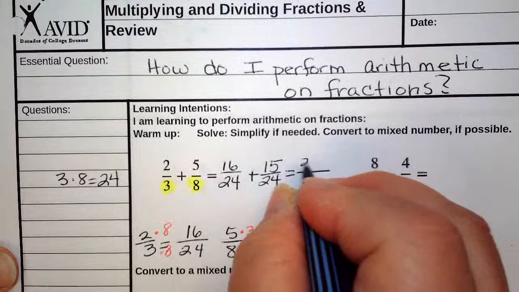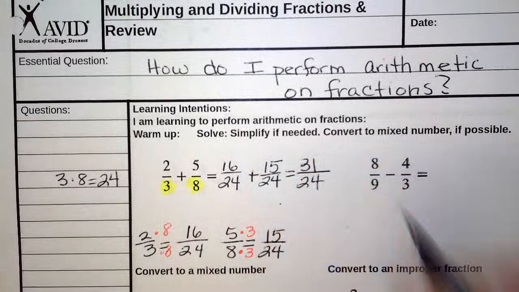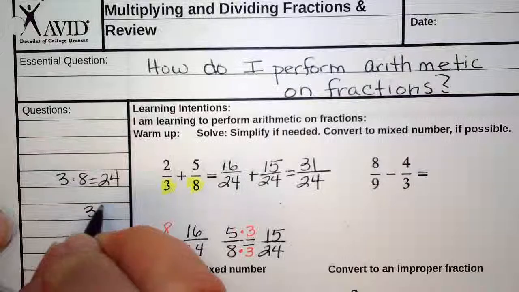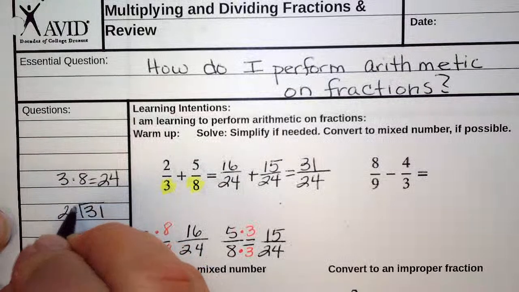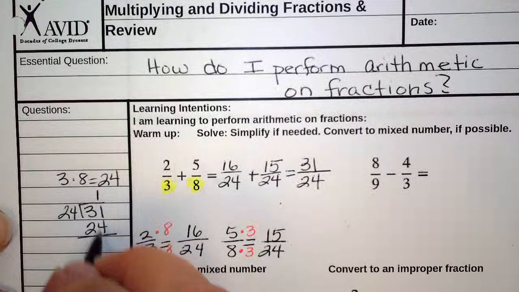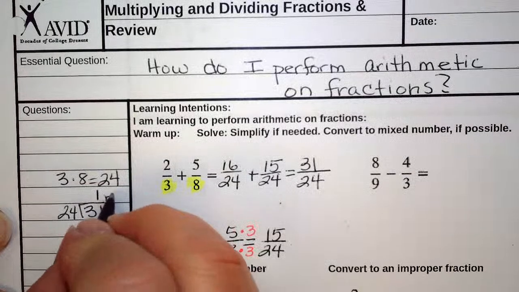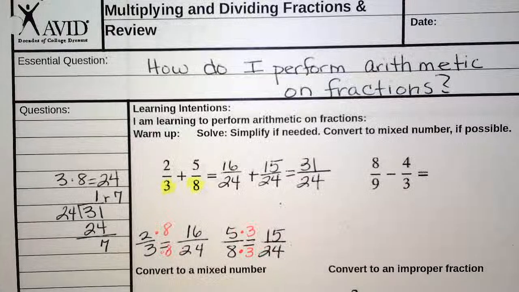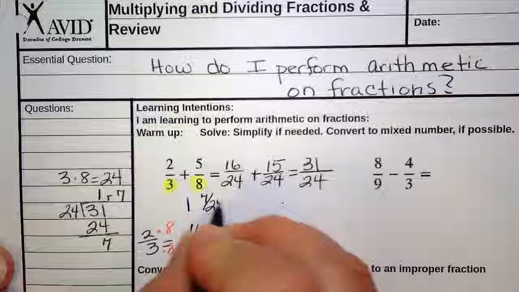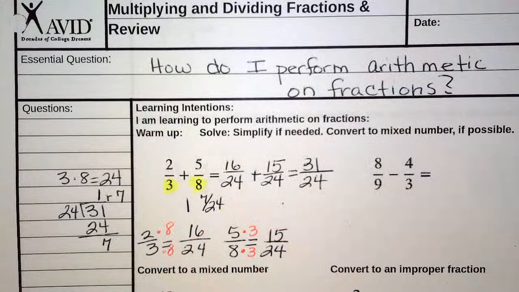16 plus 15 is 31 over 24. Now, 31 is a prime number, so I cannot simplify. Can I convert it into a mixed number? Yes. 31 is bigger than 24. 31 divided by 24, it goes in one time. So 7 is my remainder. This is equal to 1 and 7 over 24. So it's 1 and 7/24.